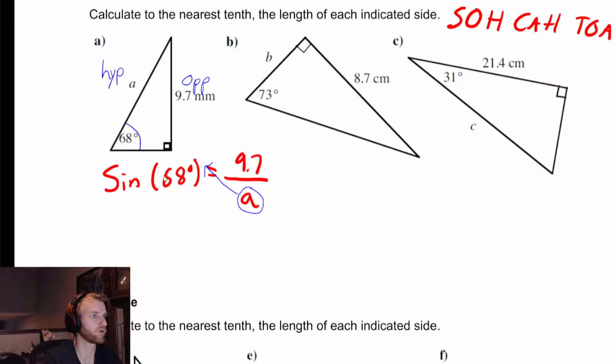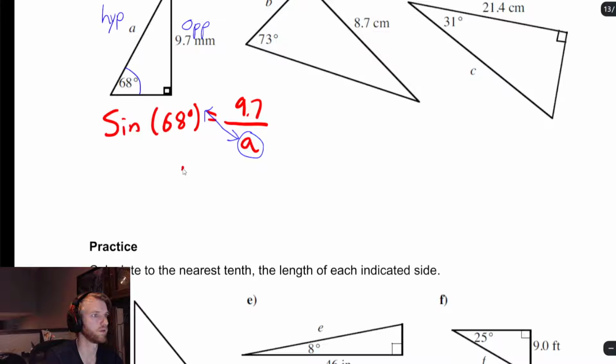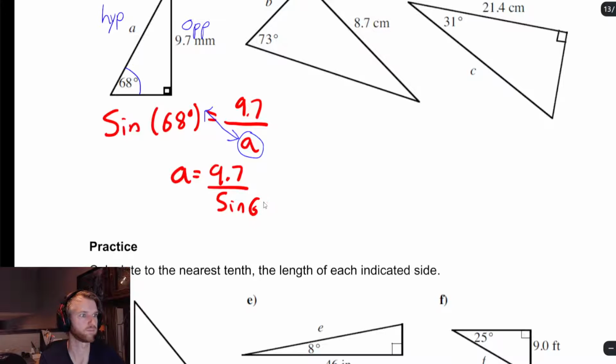And we're going to get rid of that by moving it down to the bottom of the other side. Okay, so these end up just swapping places. And so that leaves us then with A is equal to 9.7, hasn't changed, it's still on the top there, over sine 68 degrees. So in your calculator, you're going to say 9.7 divided by sine 68, and that will give you the length of that side. 9.7 divided by sine 68, and I get 10.46, so I'm going to round that up to 10.5. So A is equal to 10.5.